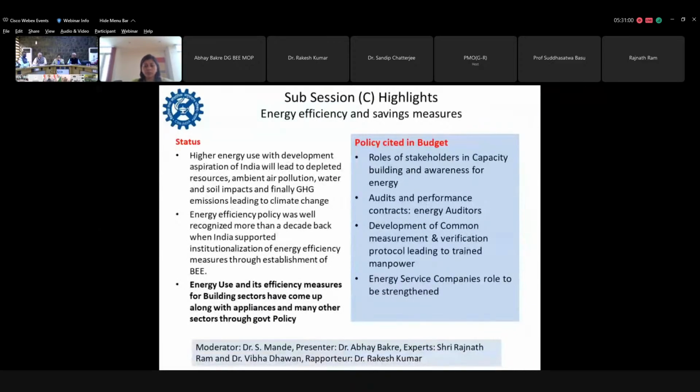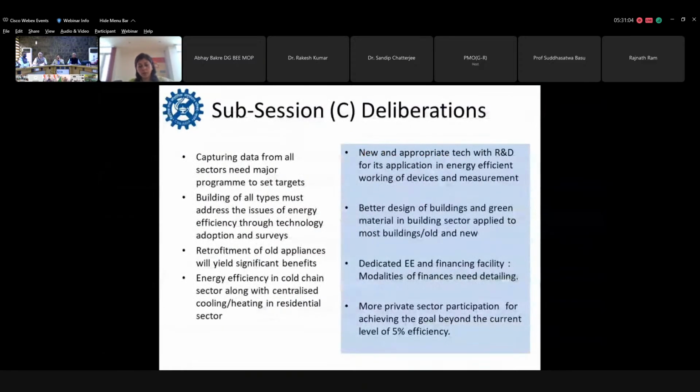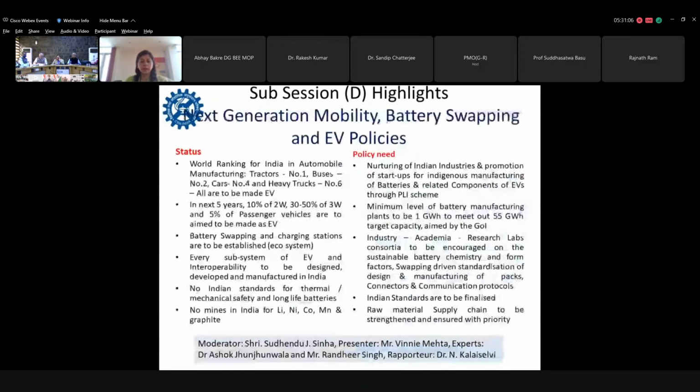The fourth session was on next generation mobility. Next slide, please. This was on mobility, e-vehicle policies, battery swapping, etc. Here, there are a number of PLI schemes already in place in this domain. And the status is that charging, swapping stations, and service on fleet are emerging concepts, and they need to be promoted in this aspect.